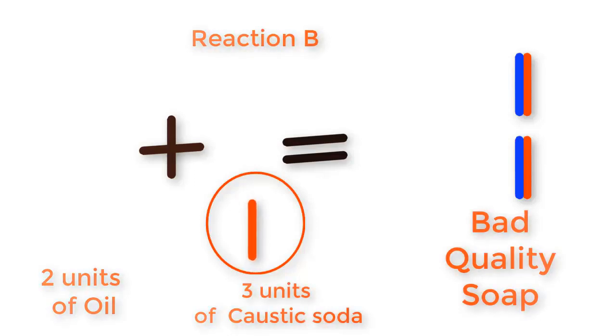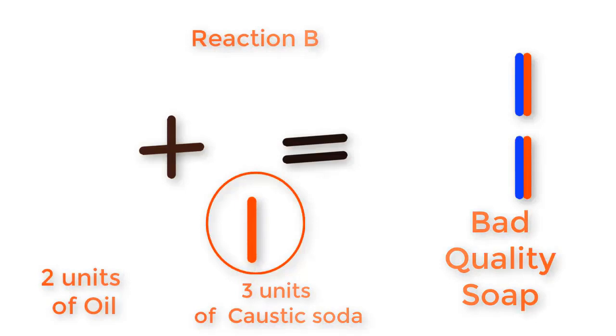Now, this 1 unit of caustic soda that is left behind can cause skin irritation, itching, or any other skin problem. This is an example of a bad quality soap. So how do you define a bad quality soap? A bad quality soap is a soap whose caustic soda was not completely consumed during the formation of the soap. In other words, we refer to it as excess caustic soda left behind.